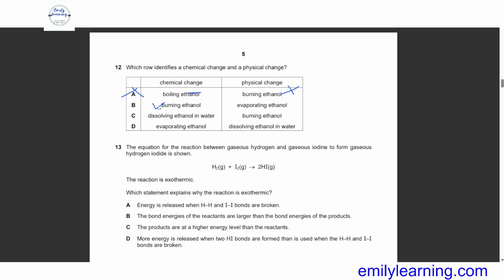So burning ethanol is a chemical change. Evaporation, which is from a liquid to a gas, so it's a physical change. So B is the answer.